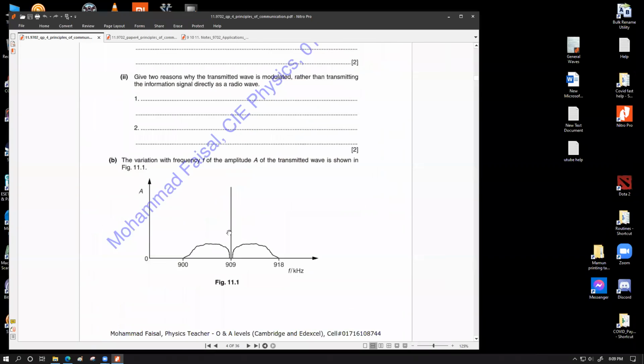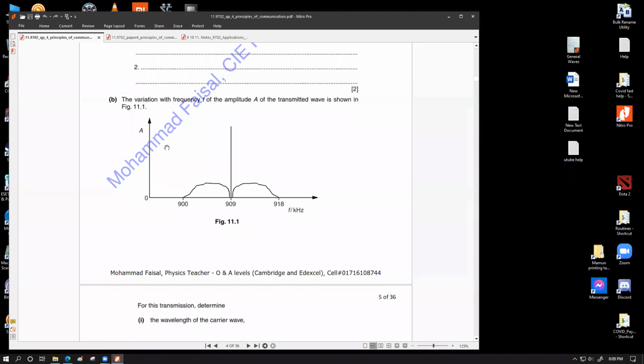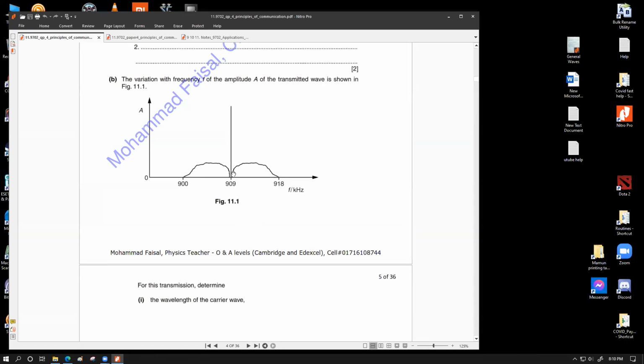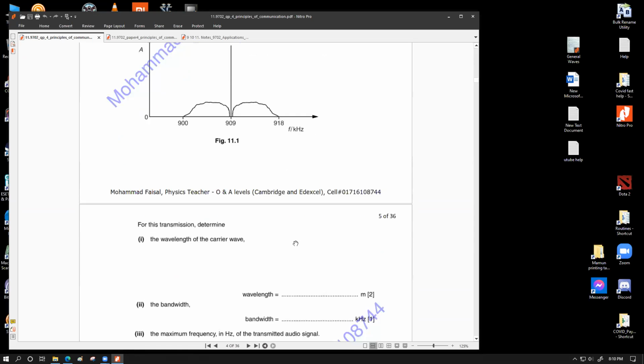So that's that, and then comes part B. The variation with frequency f of the amplitude of the transmitted wave is shown in the figure. For the transmission wave, determine the wavelength of the carrier wave. So here we have the frequency of the carrier wave, which is 909 kilohertz. This is a radio wave. So essentially, v equals f lambda, where in this case v is the speed of light. So we can very easily calculate the lambda over here.